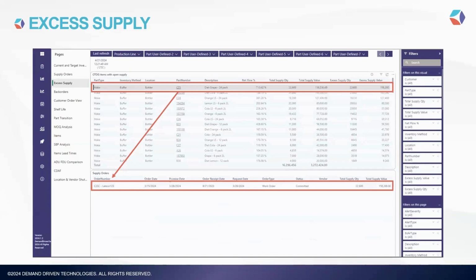When you highlight one of those excess supply lines, then at the bottom, you'll get the information, including the order number for everything that makes up the top line. So then you have direct item order numbers that you need to take a look at.